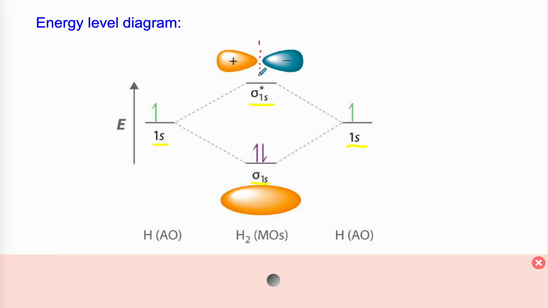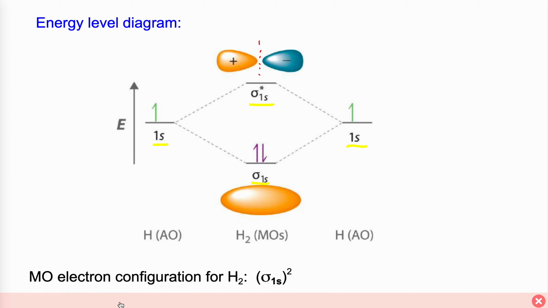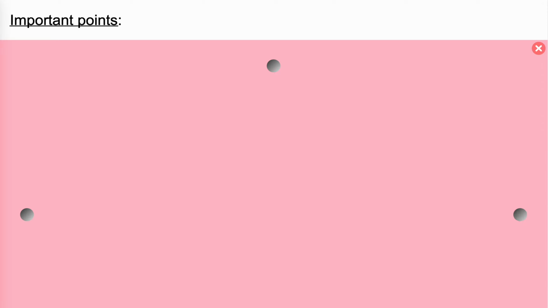As you can see, we place the 2 electrons that came from the 1s atomic orbitals into the sigma 1s bonding molecular orbital, which is lower in energy. We can then write a molecular orbital electron configuration for the dihydrogen molecule: sigma 1s squared. Now, let's summarize some important points of this model.